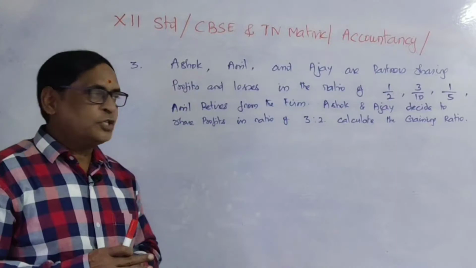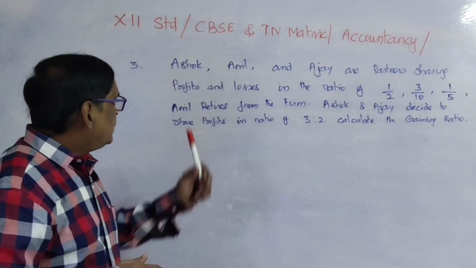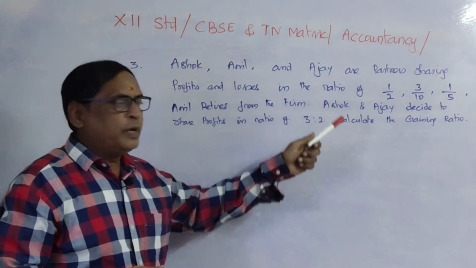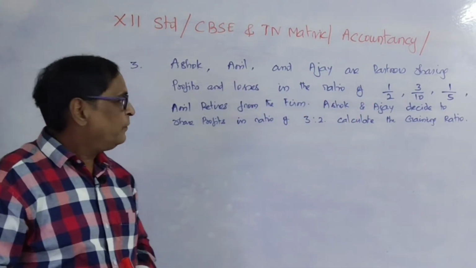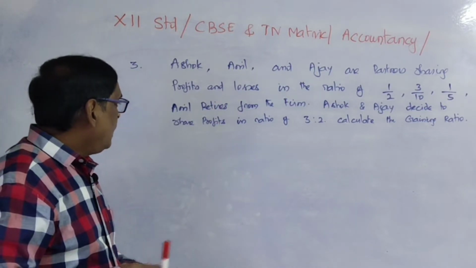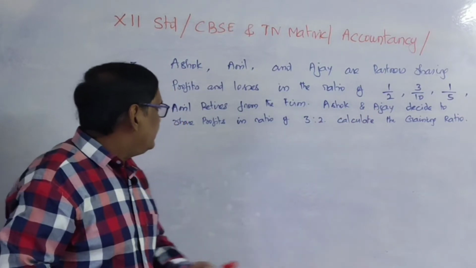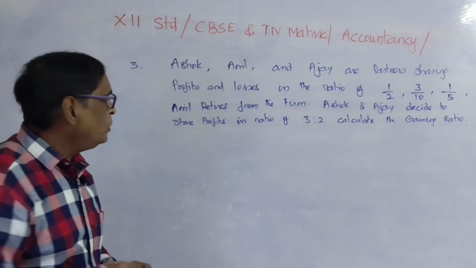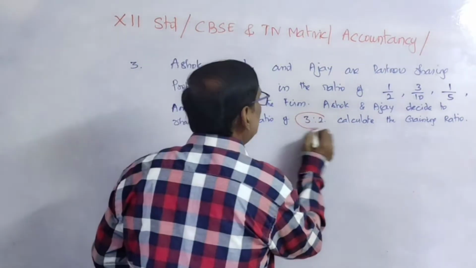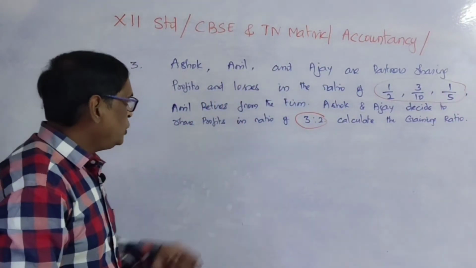Understand? The next one: Ashok, Anil and Ajay are partners sharing profits and losses in the ratio 1/2, 3/10, 1/5. It is also given in fractions. We have to convert it into full terms. And then Anil retires from the firm. Ashok and Ajay decide to share profits in the ratio 3:2. That is the new ratio. This one is the old ratio, I mean the old proportion. We have to convert it into a ratio.